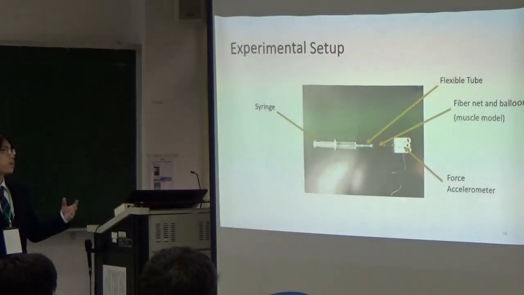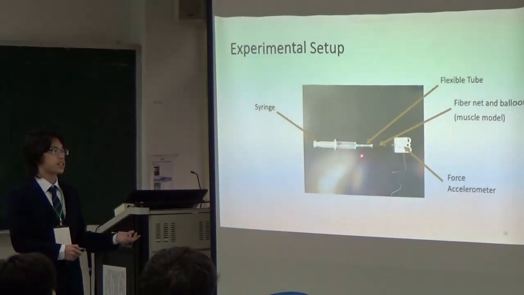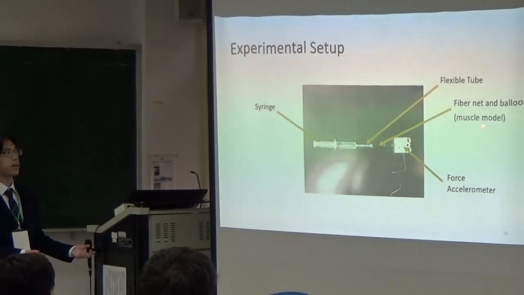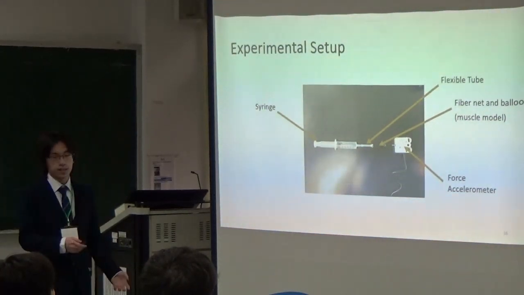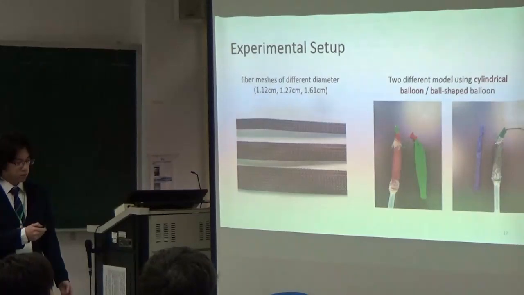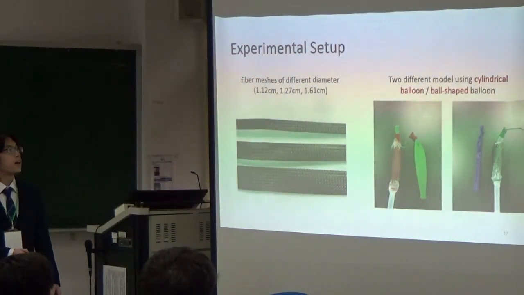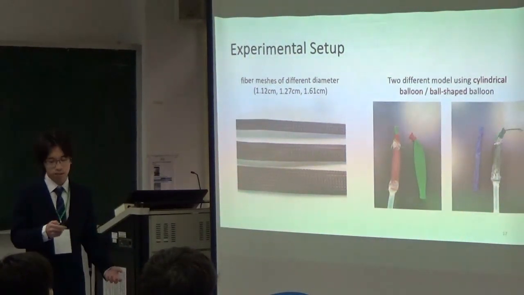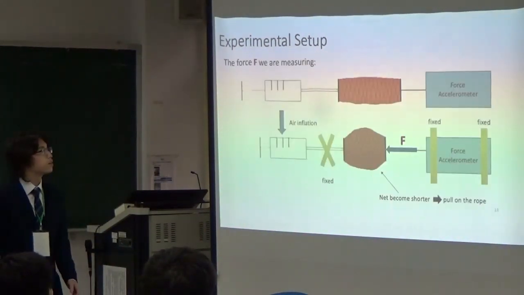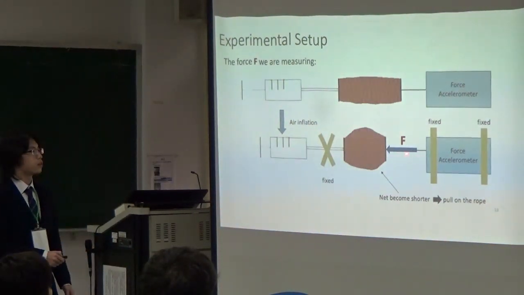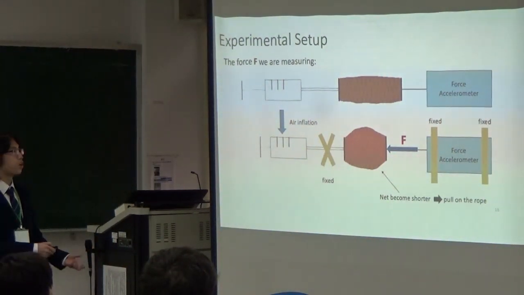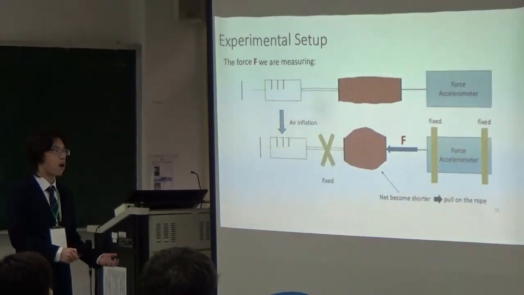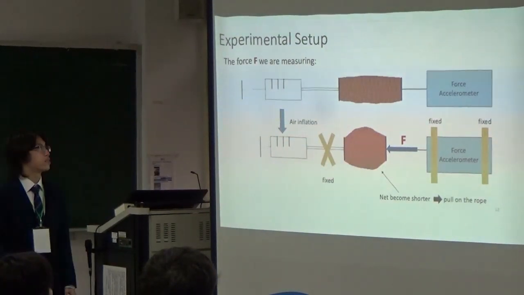And next is our experimental setup. So we have a syringe, a flexible tube that connects the model and the syringe, and the model made of fiber net and balloon, and also a force accelerometer. And we have used three kinds of fiber meshes, and also two kinds of model using two kinds of balloon, which are cylindrical balloon and ball-shaped balloon. And we're going to emphasize the force that we're measuring. Because our model will shorten, it will pull on the rope, and our force accelerometer will know how much force it is pulling.